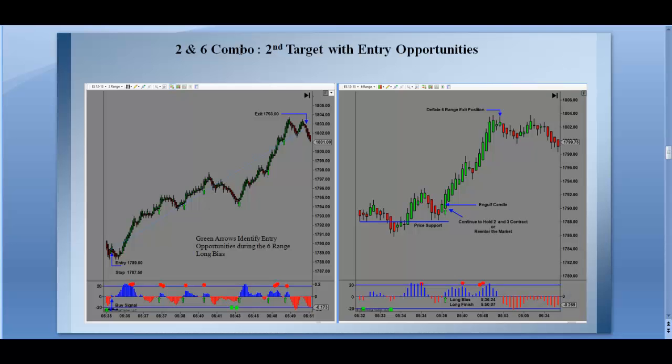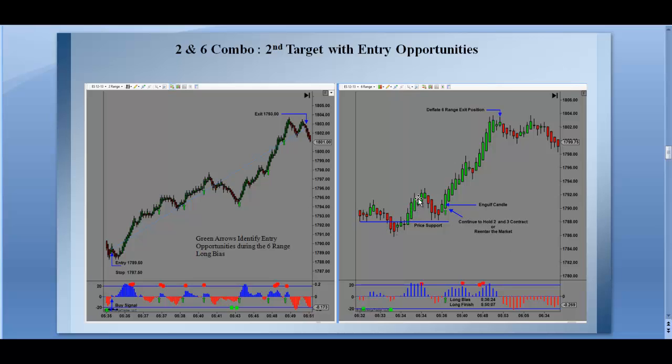And that's what we have in front of us now. The second target here, you can see the entry was 1789.50. The long bias became long at 5:36:24 Pacific Standard Time, and the long finished at 5:50:07. And what you see on the right side is our first entry was here, and we took the stall price, and that would be the deflate. Now we have another long bias here, and you can see that's the same engulfing candle that takes out all of this pullback. And that would be where you continue to hold your second and third contract.